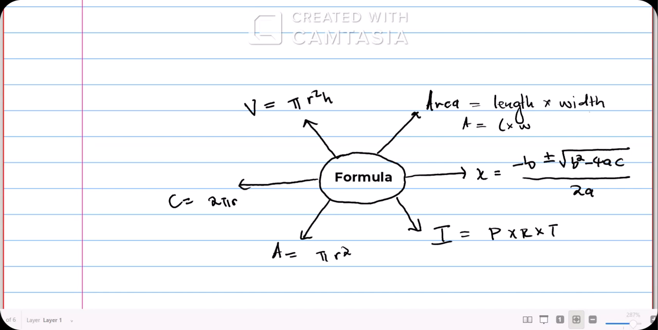They were used by the researchers, so they will always be there in maths. You'll never find another way to evaluate the value of x in a quadratic equation. You always use this one. You will always use this formula to find the value of x in a quadratic equation. So those are the examples of formulas.